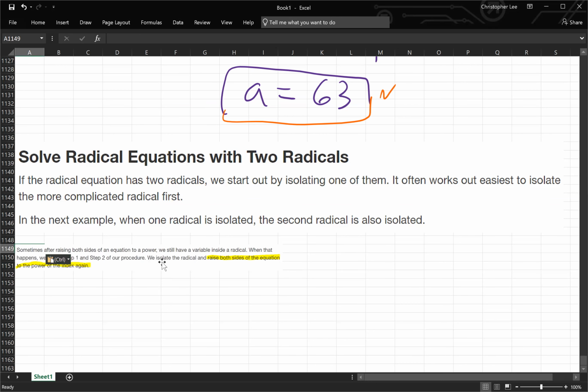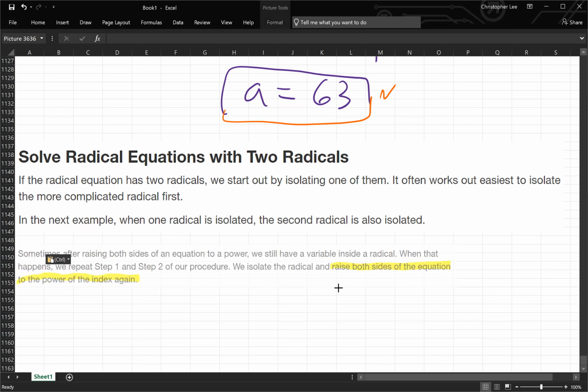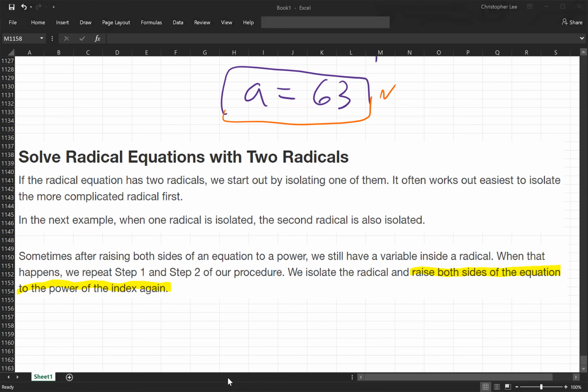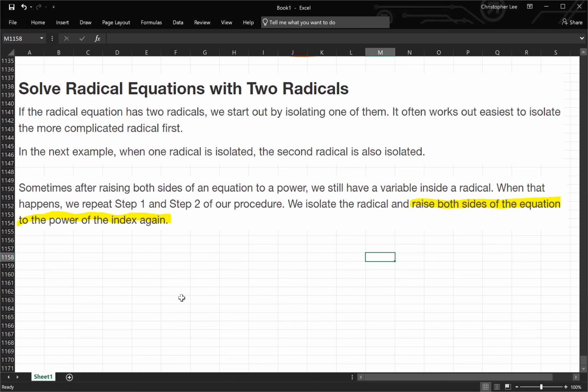Also, special note, right? Sometimes after raising both sides of an equation to a power, we still have a variable inside a radical. When that happens, we repeat step 1 and step 2 of our procedure. We isolate the radical and raise both sides of the equation to the power of the index again. All right? Just setting it up. So let's take a look, right?